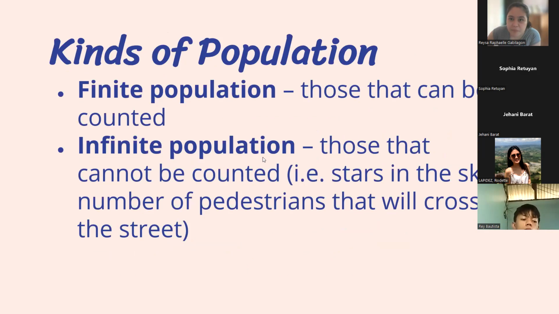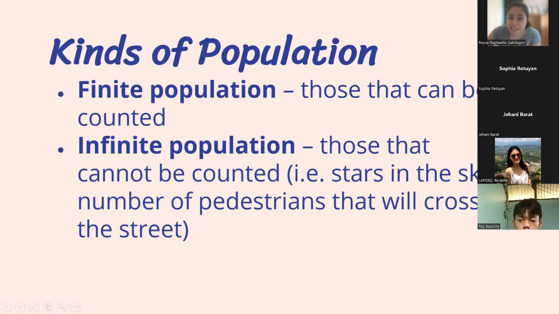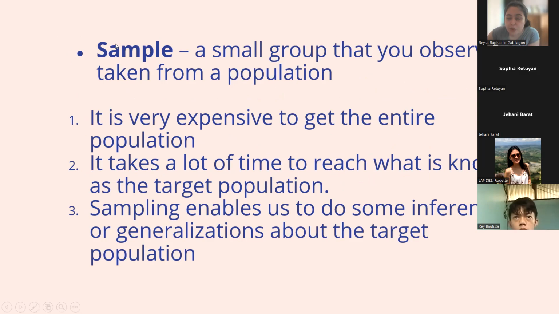So meron tayong finite population. This is the population that can be counted. So yung mga residents sa Jensen, remember we have the census. So kaya counted yun siya. Pero pag hindi mo na ma-count yung population mo, yung tawag natin dyan, infinite population. Okay? Just like the stars in the sky or the number of pedestrians that will cross the street. Na pag hindi mo kayang pag-aralan yung iyong population, that's the time you do sampling. So what is again a sample? A sample is a small group you take from the population and yun yung i-observe mo.